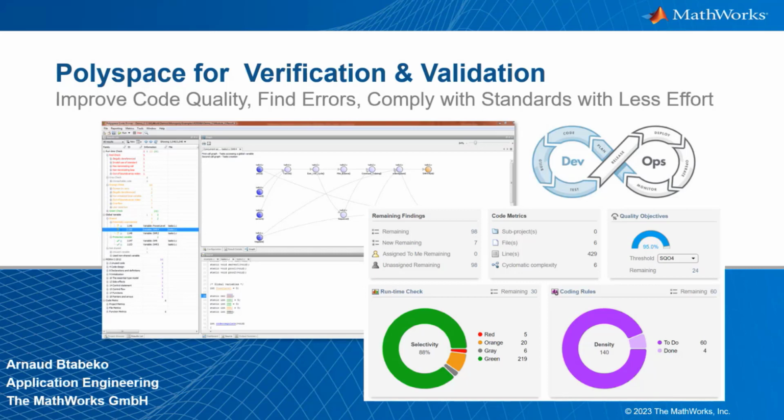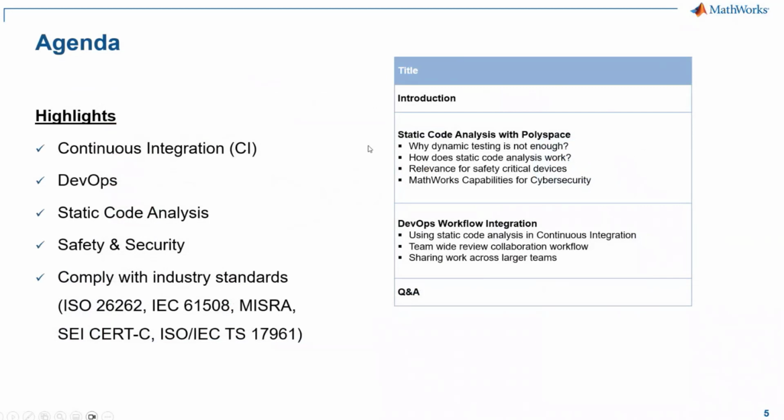Today, we are going to talk about the topic in this agenda. Firstly, we will have a brief introduction about what static code analysis is about with Polyspace, starting with the motivation, why we think that dynamic test is not enough, and also how static code analysis works. What is the relevance of static code analysis for safety critical devices in the aerospace as well as in the automotive domain? And also we will explore what capabilities Polyspace can offer you in terms of cybersecurity. And that is the basic of the workflow.